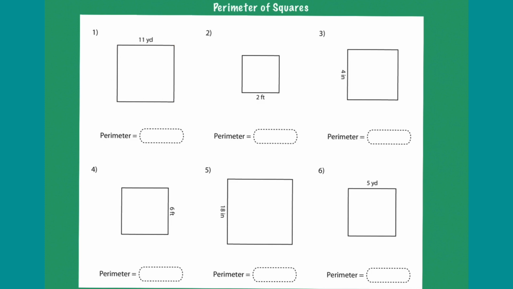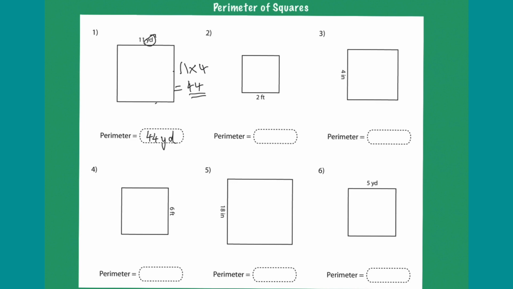And so all you have to do is do 11, 11, 11, 11, which you know. So you just do 11 times 4 equals 44. And so your answer here is 44. Is it feet? Is it yards? Is it inches? As you can see here, this is yards. So it's 44 yards.